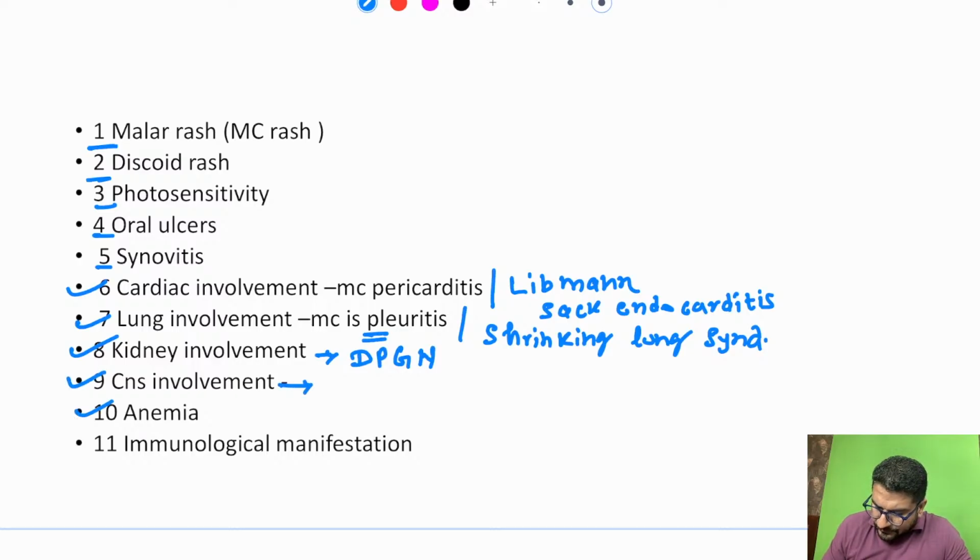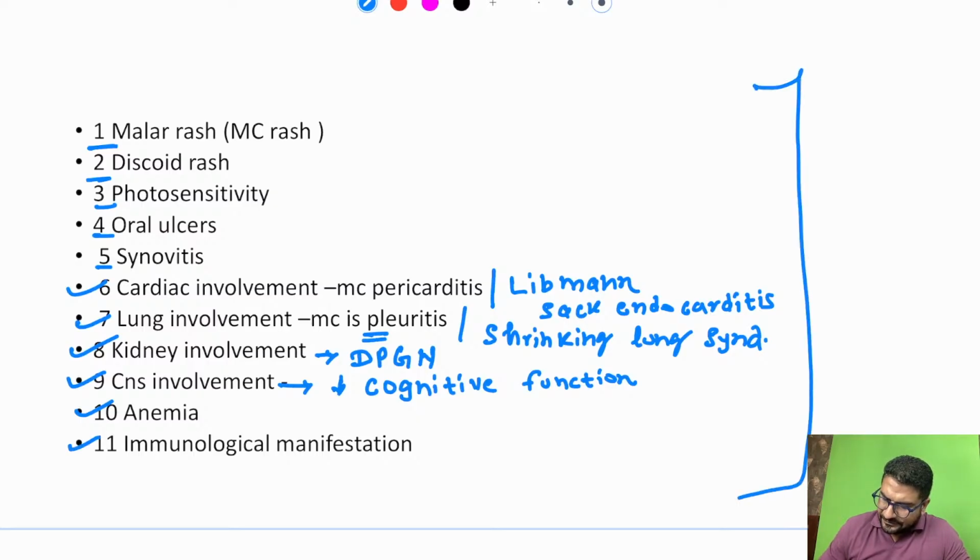In CNS, most common will be decline in cognitive function. Then the patient can develop immunological manifestations. So these are all the features, all the MCQs of systemic lupus erythematosus.